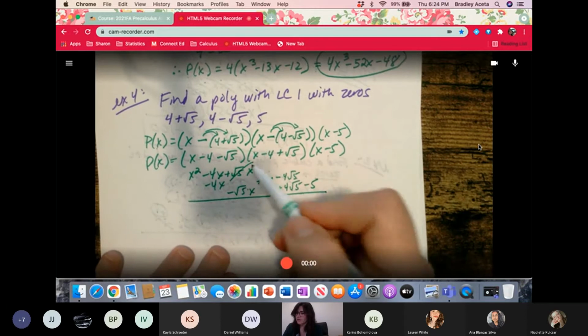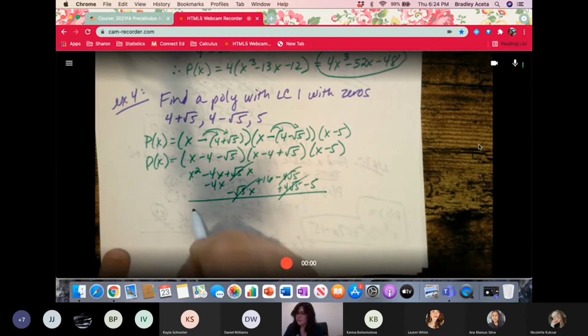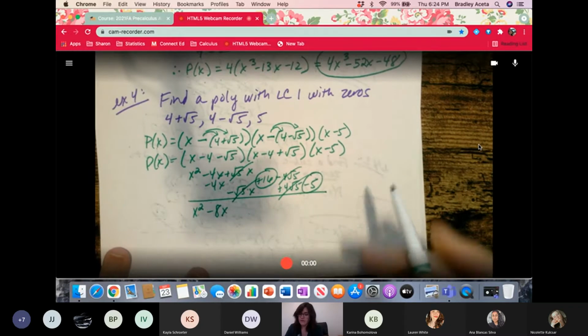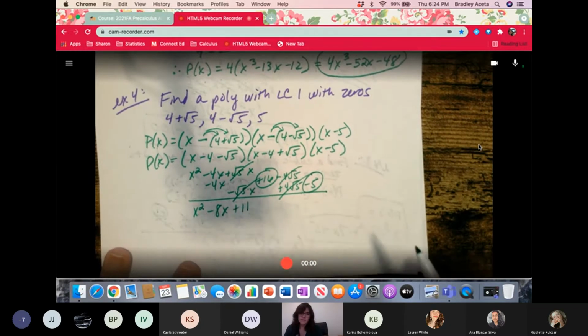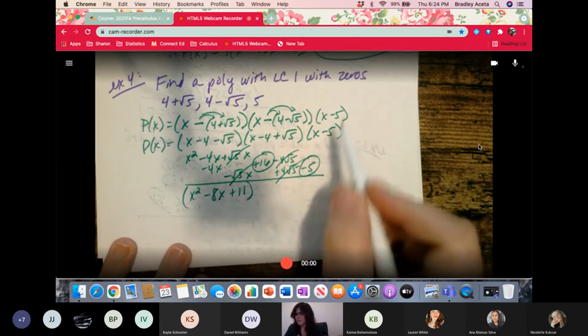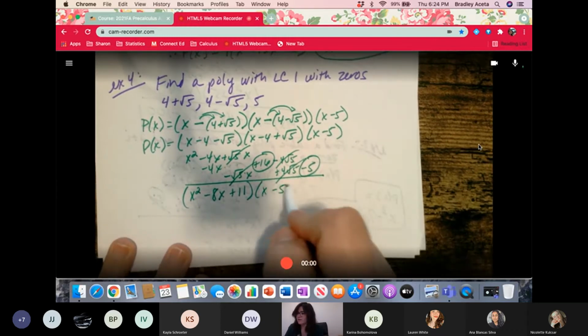So let's see. Those square roots, look at that, they cancel, which they should if you did it right. Then you're left with x squared minus 8x. And we got a 16 and a negative 5, which make 11. And then you think, oh, I'm done. No. You still got x minus 5 over here to FOIL in.